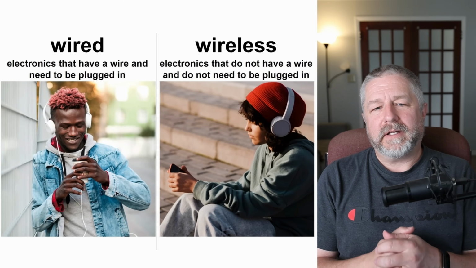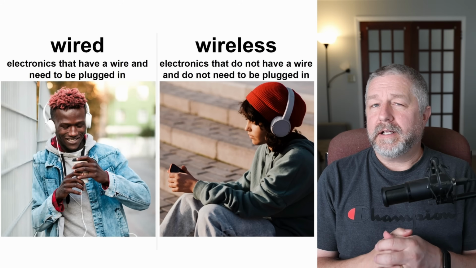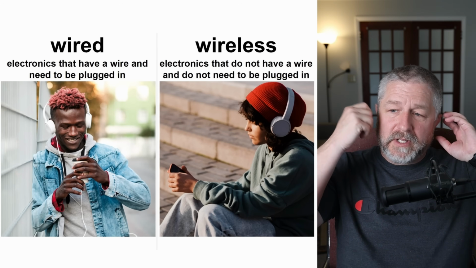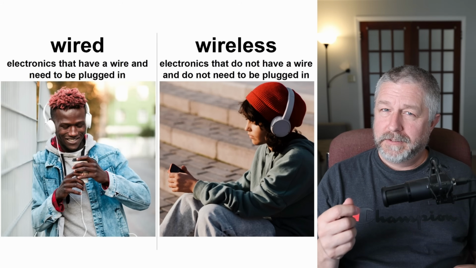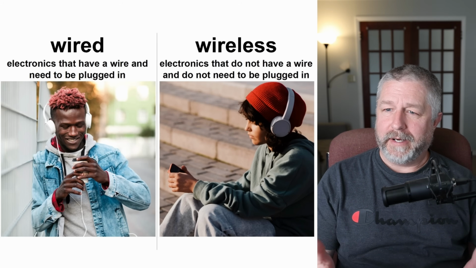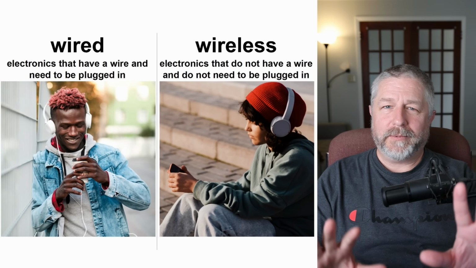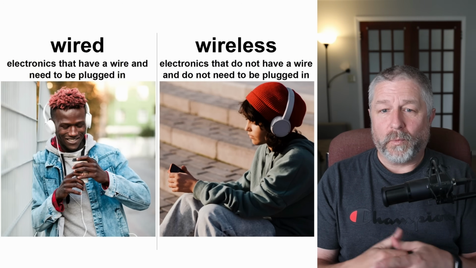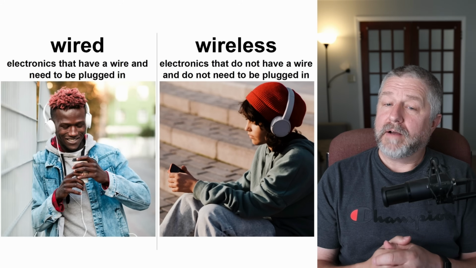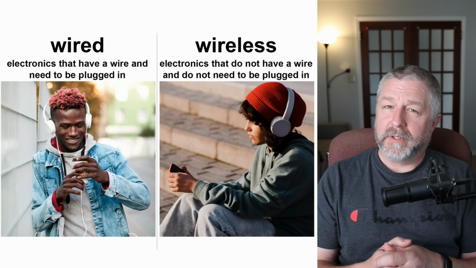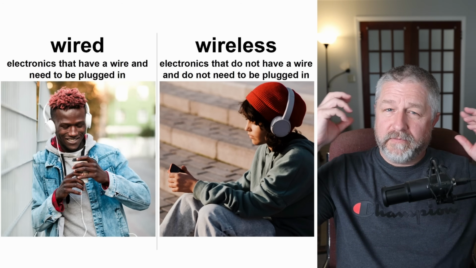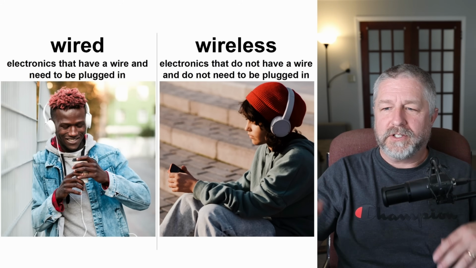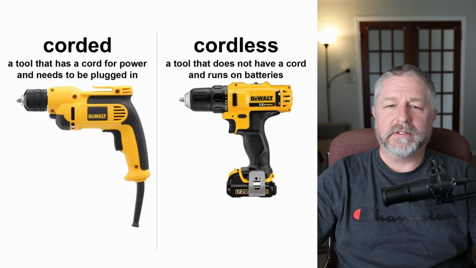Wired and wireless. Wired is electronics that have a wire and need to be plugged in. The most common would be headphones. When you wear headphones, it might have a cord that you have to plug in, and we call it wired. I know cord and cable and wire, it gets confusing in English, but that's how I would describe it. Wireless, electronics that do not have a wire and do not need to be plugged in. So a wireless set of headphones does not have a wire or cord. It has batteries, and you can just put it on your head and listen.